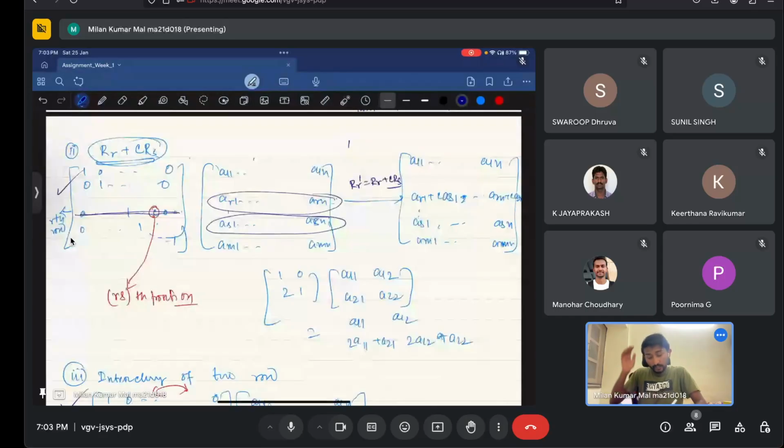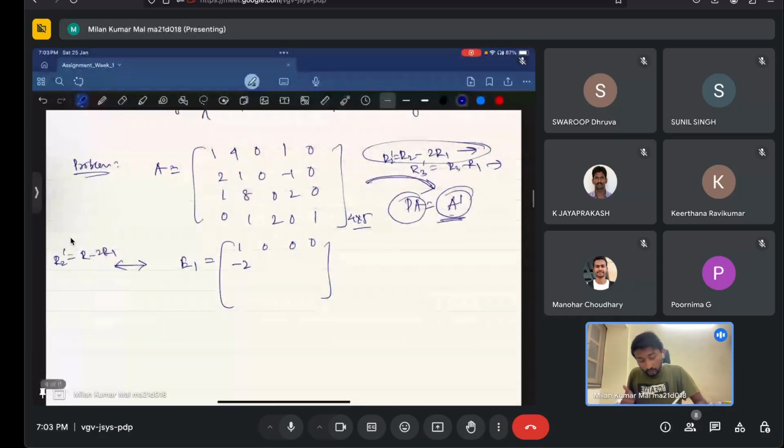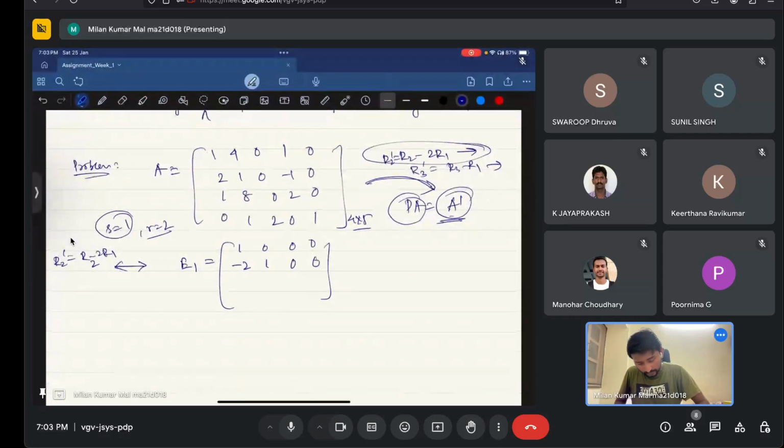We are replacing R2 by R2 minus 2R1. So here S is equal to 1 and R is equal to 2. In row 2, I will replace the first column, the S column, with minus 2. Here C is equal to minus 2, and the identity matrix will be as it is, and no other change will be done. This is the first elementary matrix.